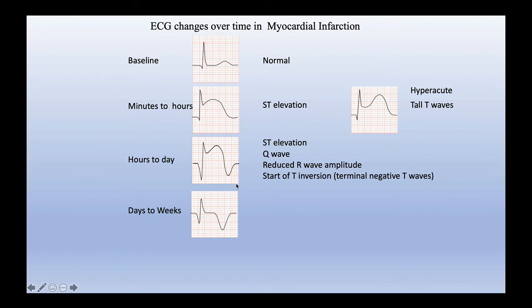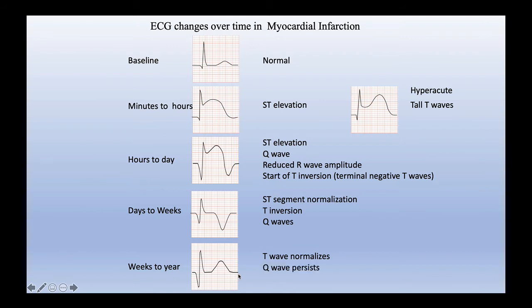And days to weeks later, what we see is that the ST segment has started to normalize, and the T inversion is more prominent now. Now the entire T wave is inverted, and of course the Q waves are still there, nice and prominent. And weeks to a year later, what we do see in the ECG is that everything has normalized, but the Q wave still persists, and this is how we can identify if a person has had a myocardial infarction in the past.